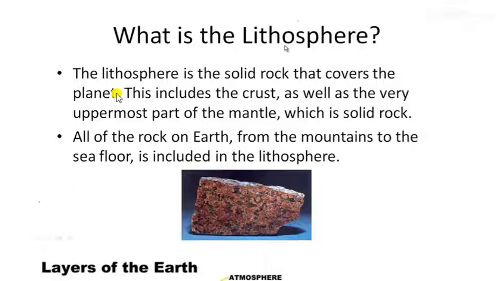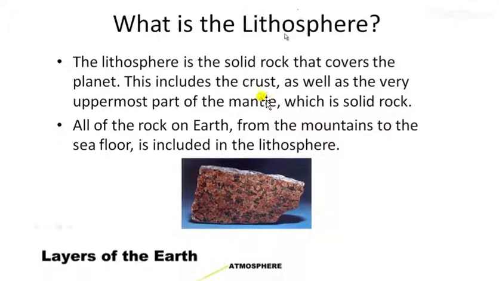Next, if you read in your book, you will come to a term called lithosphere. Now what is lithosphere? The lithosphere is a solid rock that covers the planet. This includes the crust as well as the uppermost part of the mantle. Now the lithosphere covers the crust of the earth as well as the upper part of the mantle.